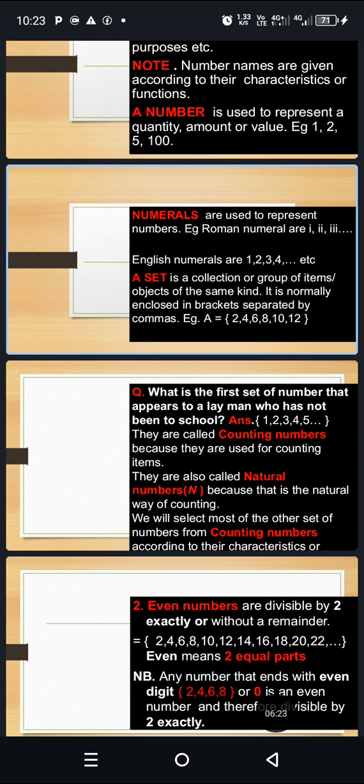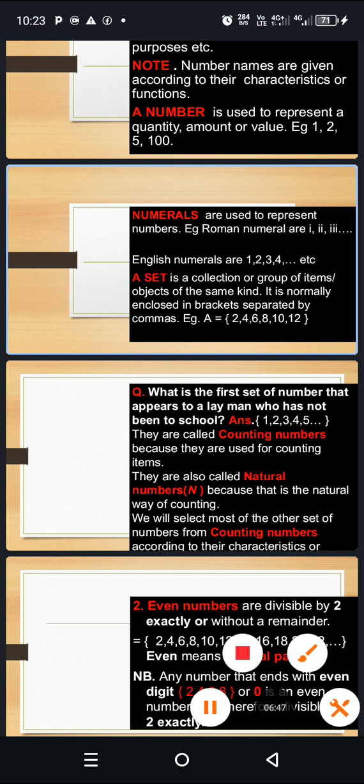Now, we will look at the number names. Now we know what set of number is. We know numbers, we know numerals, right? We know what a number is, we know what a numeral is, we know what a set is. A collection of items of the same kind. And we have seen examples, definite set and indefinite set. Now you're going to look at even numbers. Why do we call them even numbers? Odd numbers, prime numbers, composite numbers. You're going to look at them in the next video. So watch out.